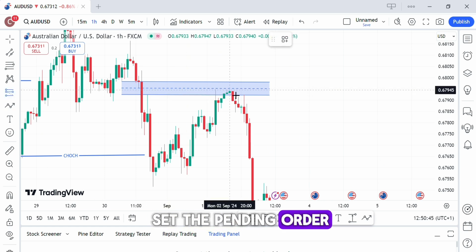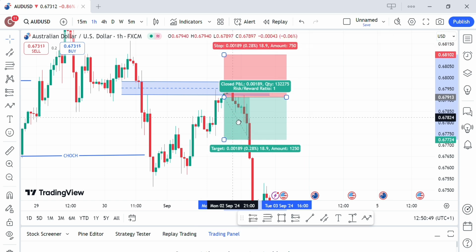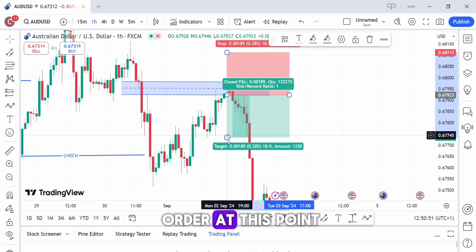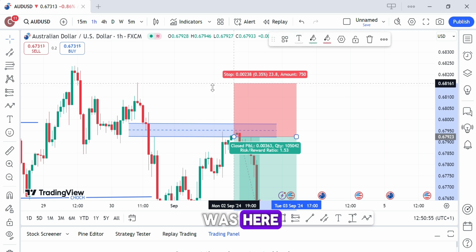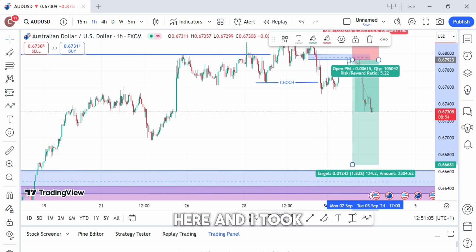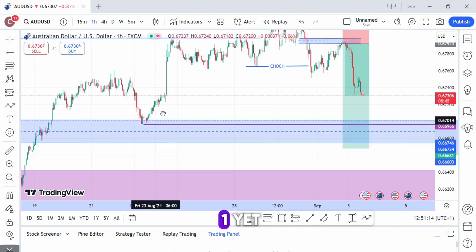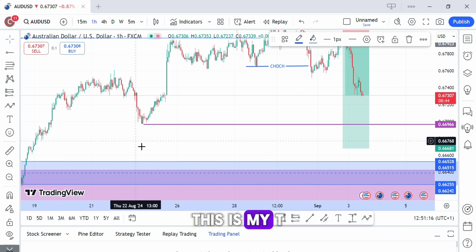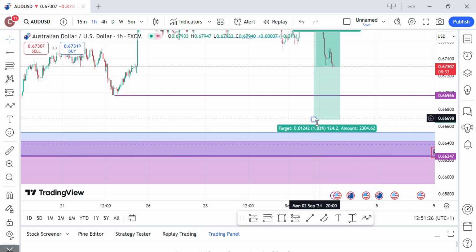I set a pending order at this point, and my stop loss was here. Took it all the way down. This is my TP1. Price hasn't gotten to my TP1 yet. This is my TP1, and this is my TP2. That was how I caught this trade.